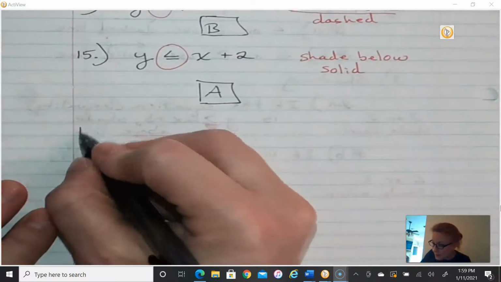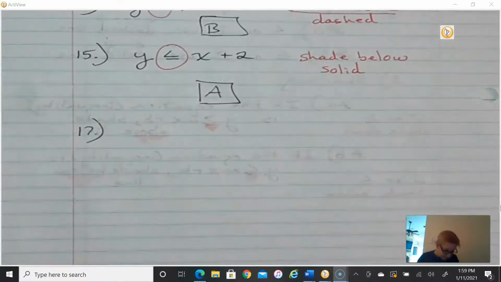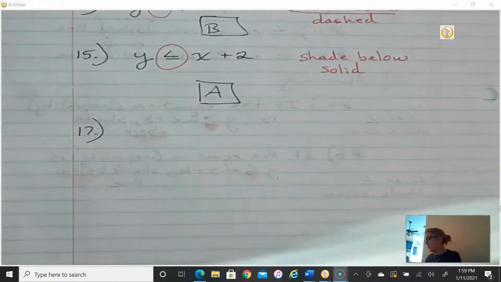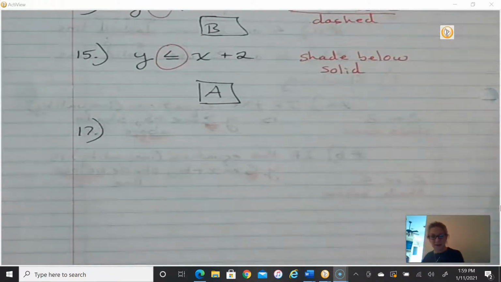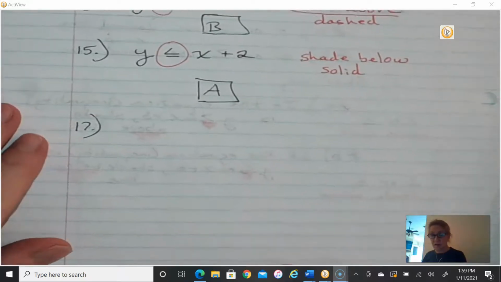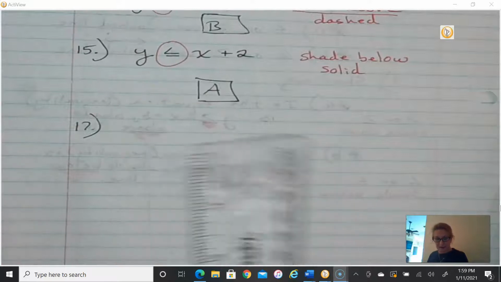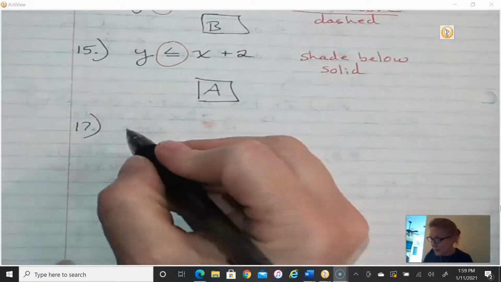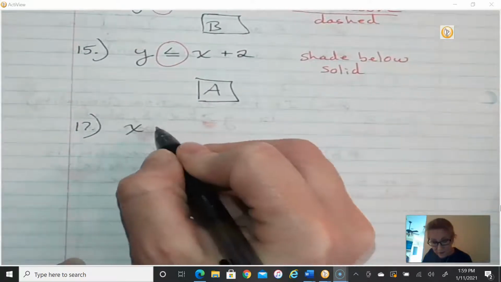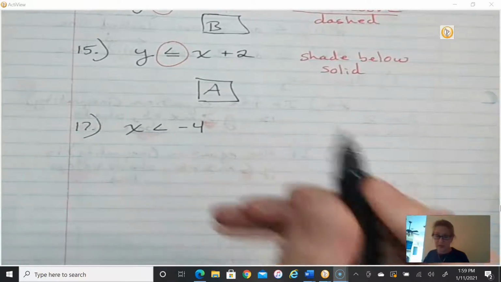All right, 17. Okay, 17 says graph each inequality. Here we go, children. Let's start graphing. Get your rulers. I got mine. I actually found one here. I'm so excited. Okay, so the inequality is x is less than -4.